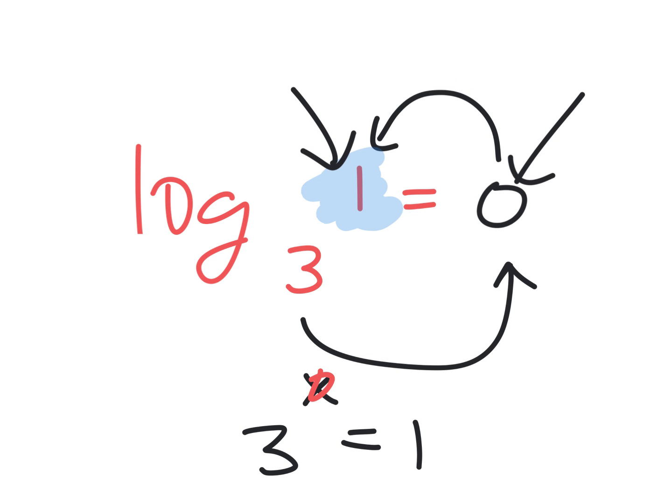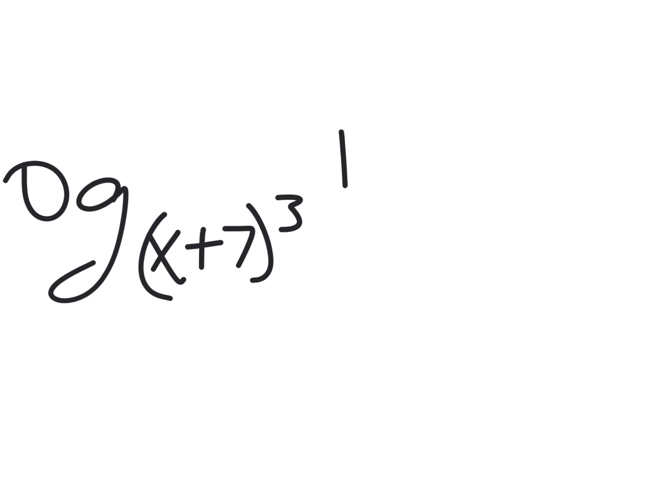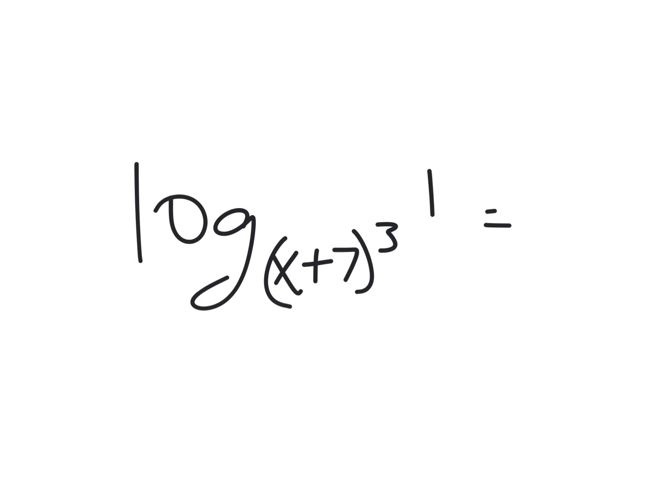Okay, so if there's ever a 1 there, the answer is 0. I mean, if there's ever a 1 there, log base x plus 7, and it looks really complicated, and then there's a 1 here, and then boom, I know the answer. What's the answer? 0, because they put a 1 in the argument spot. The answer must be 0.